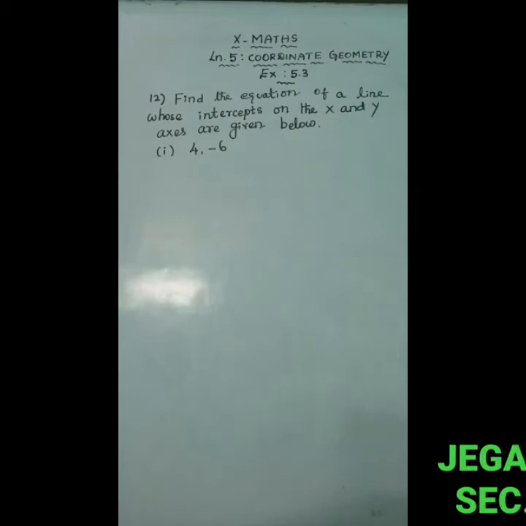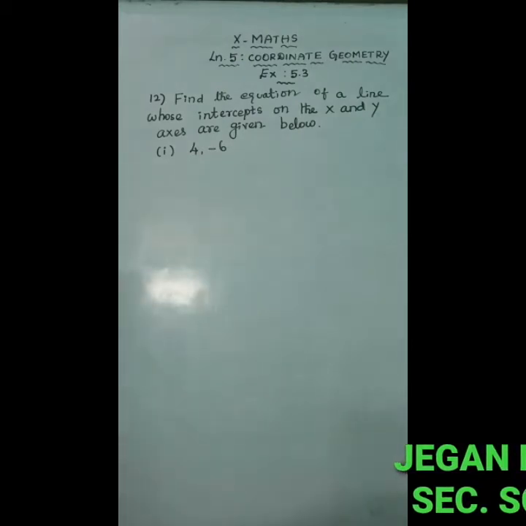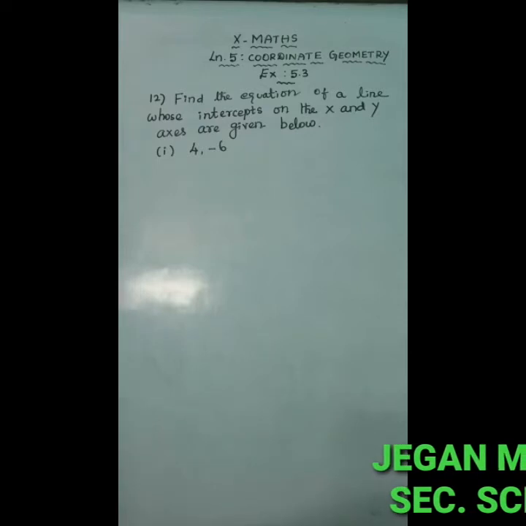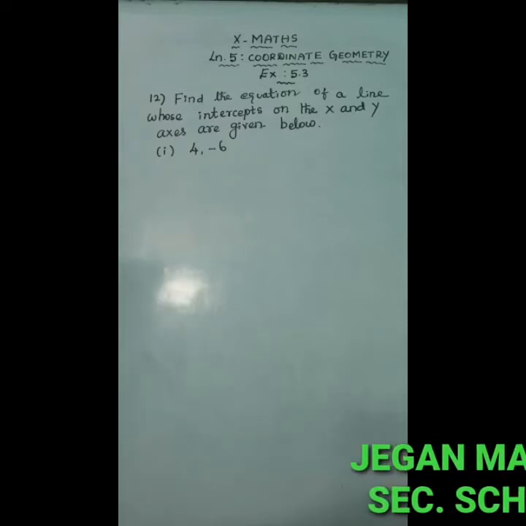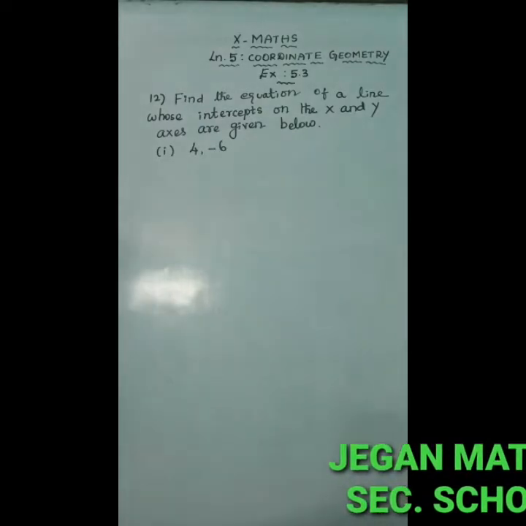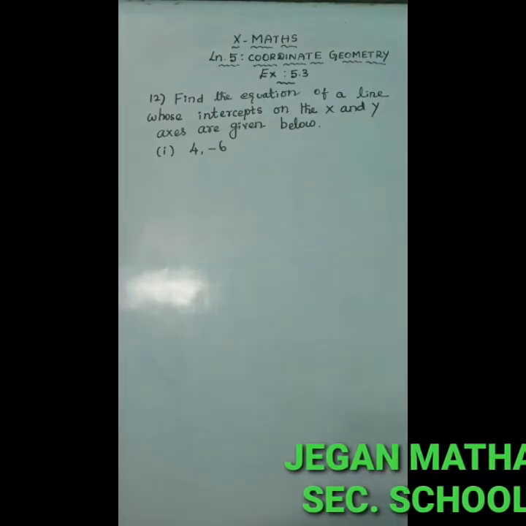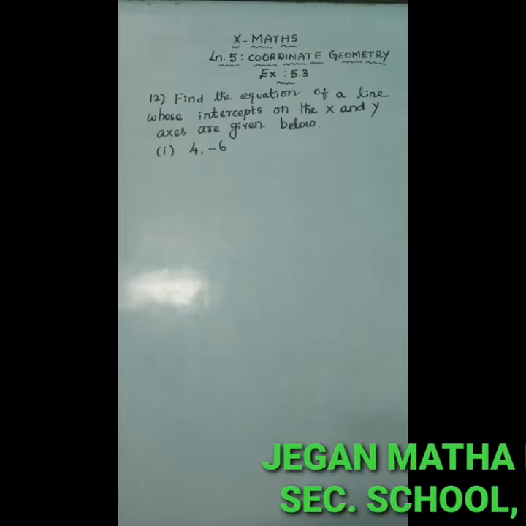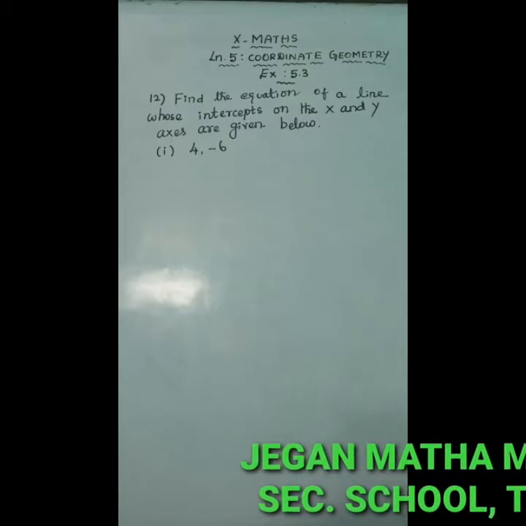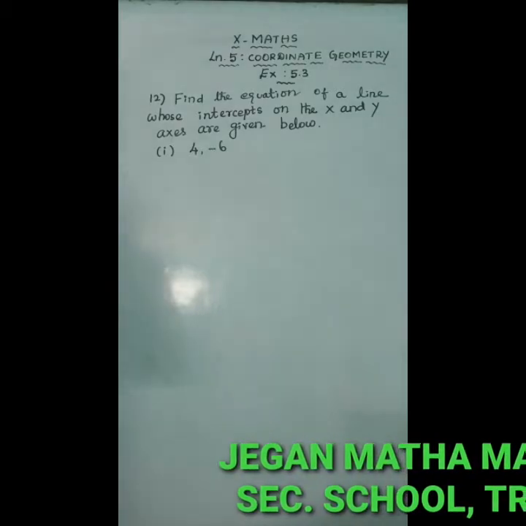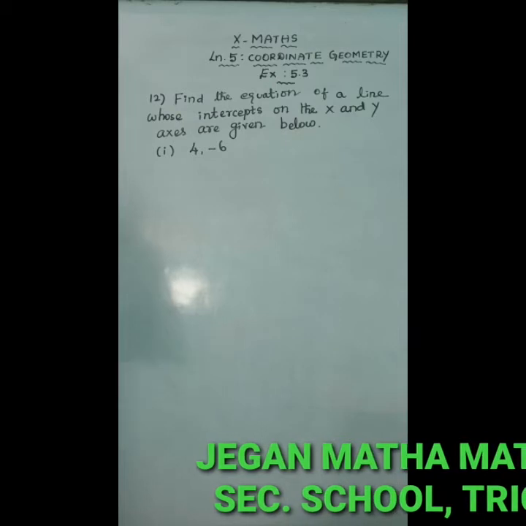Dear students, now we are going to discuss the 10th standard maths, lesson 5, coordinate geometry. This is a continuation of the previous video. Now I explain exercise 5.3, the 12th sum. Find the equation of a line whose intercepts on the x and y axis are given below. So, here x intercept and y intercept are given. We find the equation of the line.